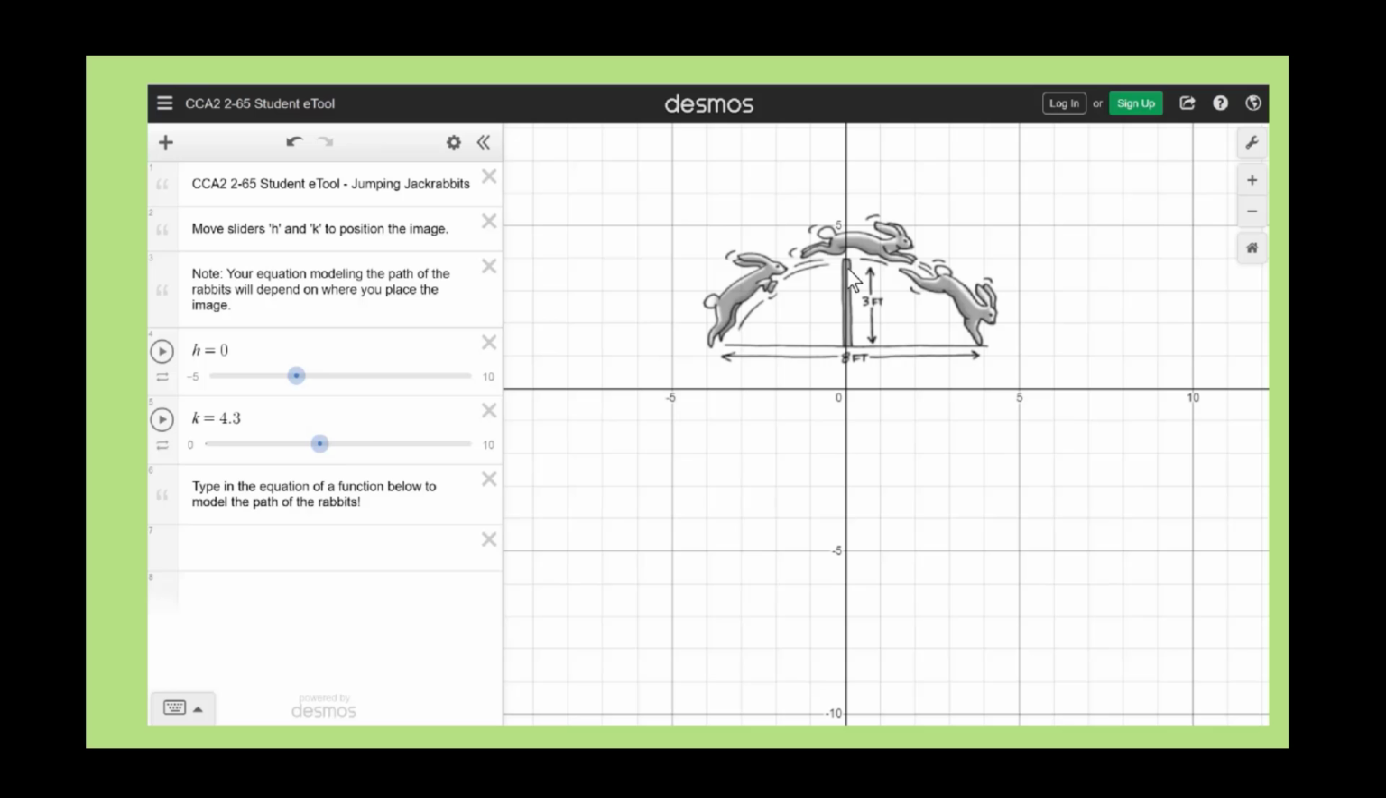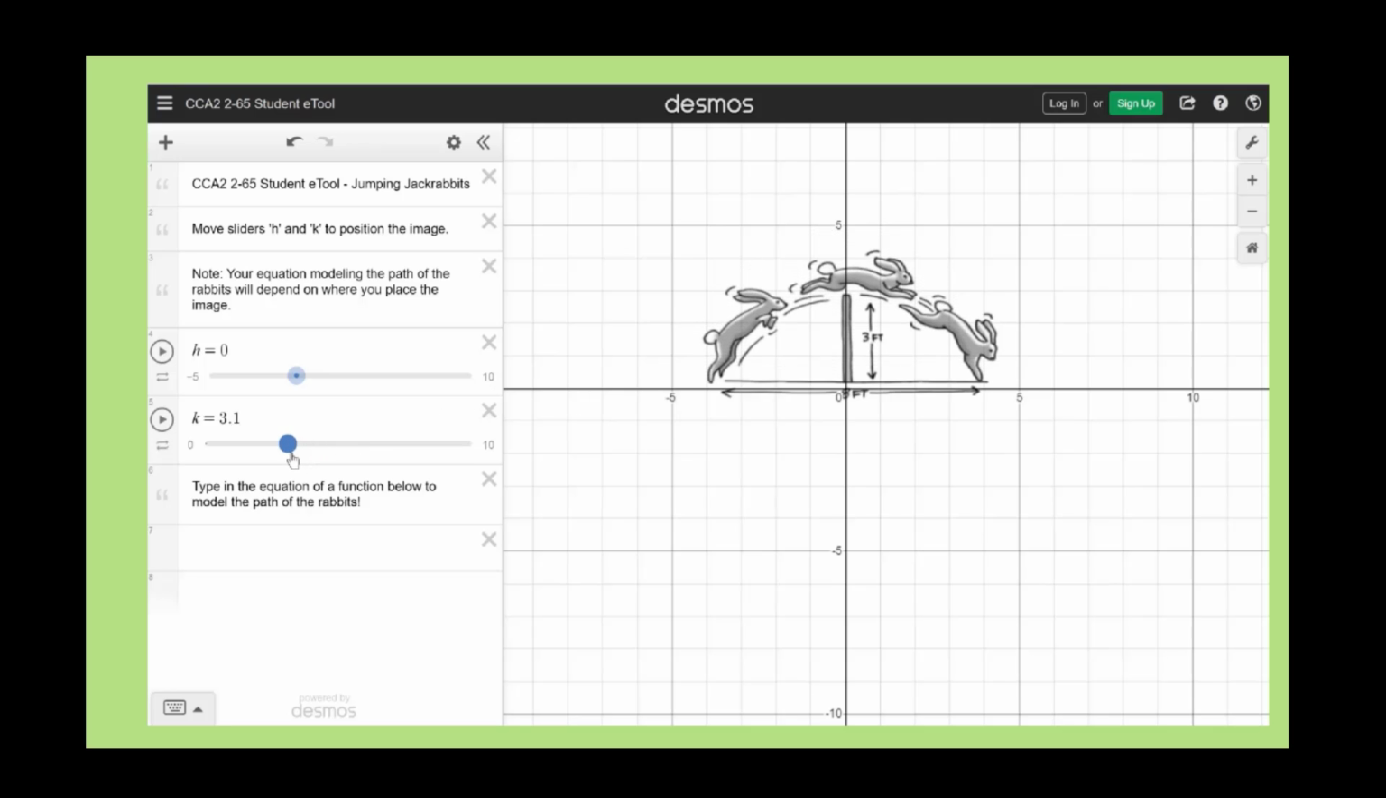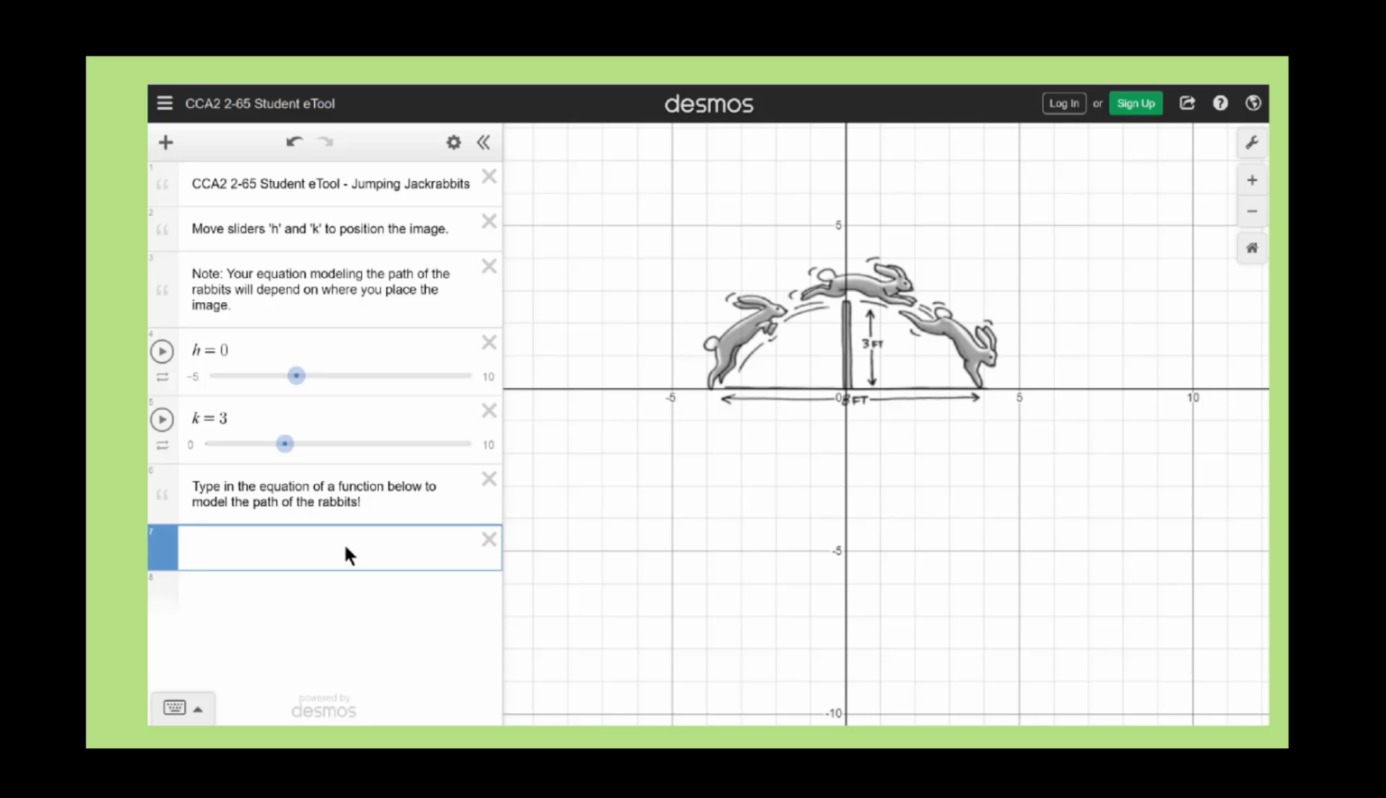But then I want the top of the fence to be at 3 because of this 3 feet. So I'm going to change that to 3. And now it's perfectly placed for me. So now I can play with adding equations in. So I'm going to use the graphing form of the equation using the 0 and the 3. And we're going to start.